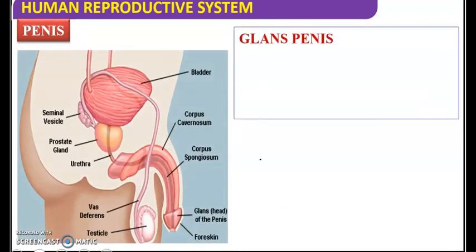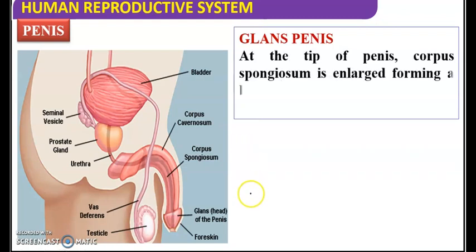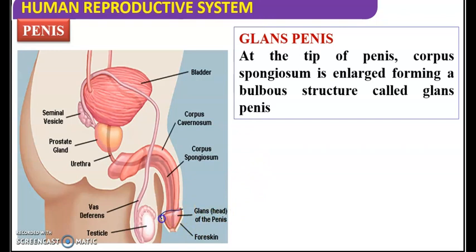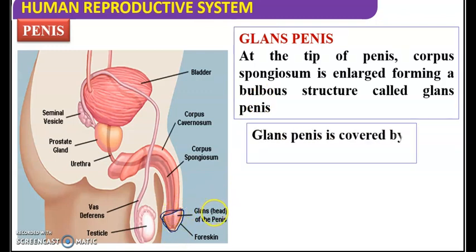Okay, now next is the glans penis. Glans penis is this one, this bulb-like tip, the head of the penis. It is nothing but an enlargement, or an extension, of the corpus spongiosum. So the corpus spongiosum enlarges and forms a bulb-like structure or head, which is called the glans penis, and this head is covered by a foreskin or prepuce.